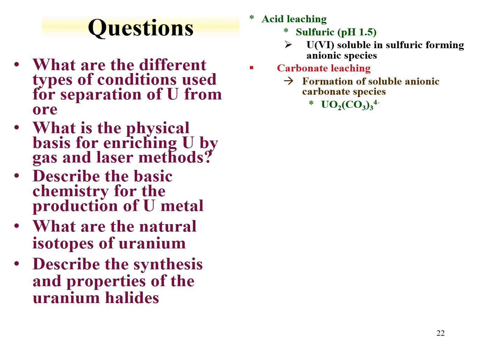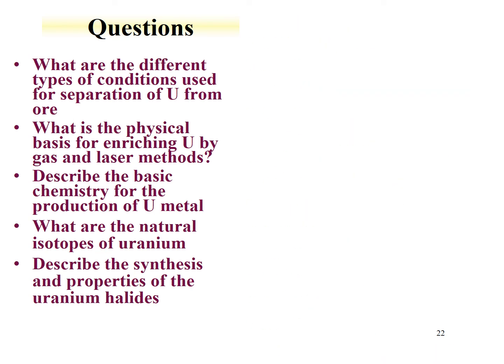So what's the physical basis for enriching uranium by gas and laser methods? And that's a cascade. In other words, you have an enriched phase, which is then used as a feed for further enrichment. So it's not a single step, but many stages that are needed to do enrichment.